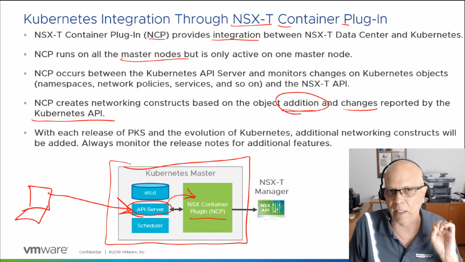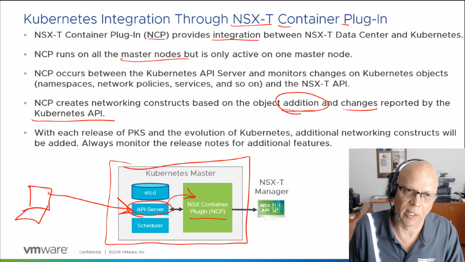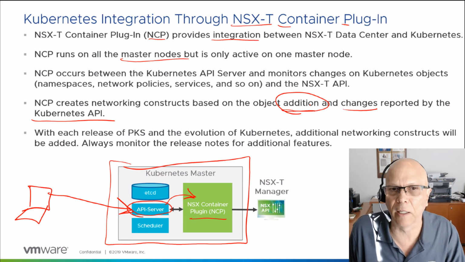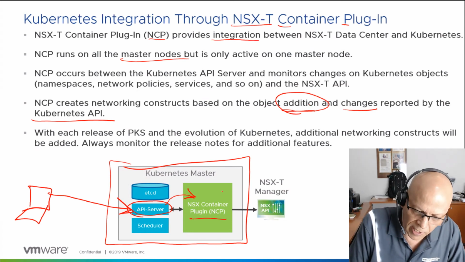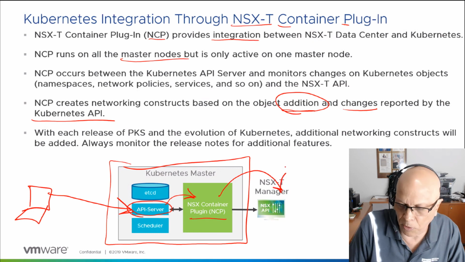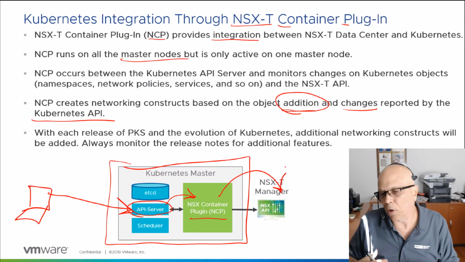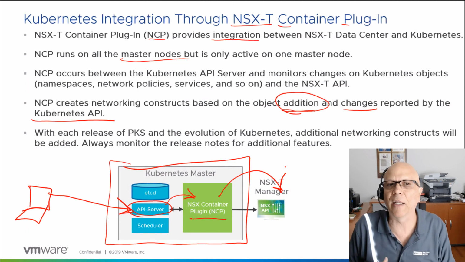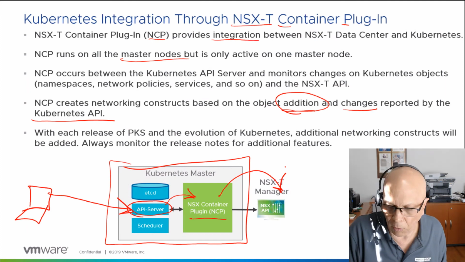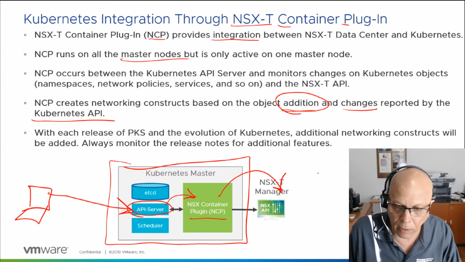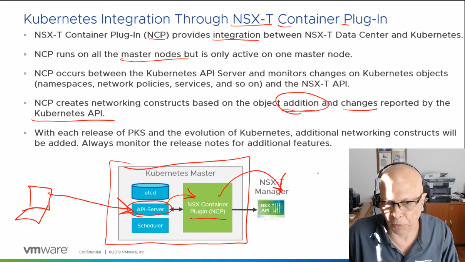Hey, this guy needs to deploy something. Does he need his own network? Does he need a load balancer? Does he need an ingress controller? Does he want to apply firewall rules? It's the NCP then in turn that goes over to the NSX-T manager, and he's going to say, hey, I need a new logical switch. I need a new load balancer, and he'll actually handle automatically for you the creation of those respective objects.